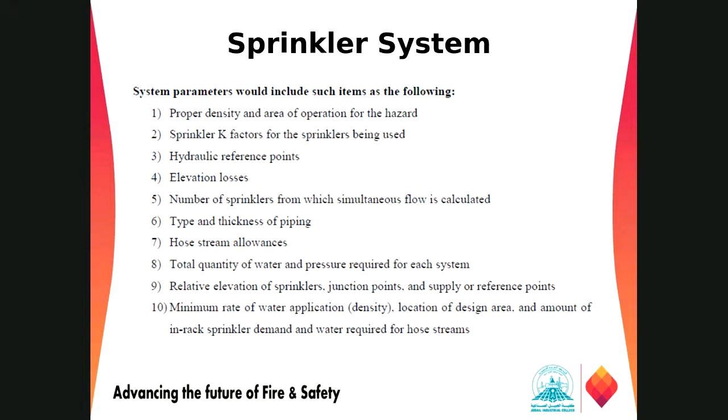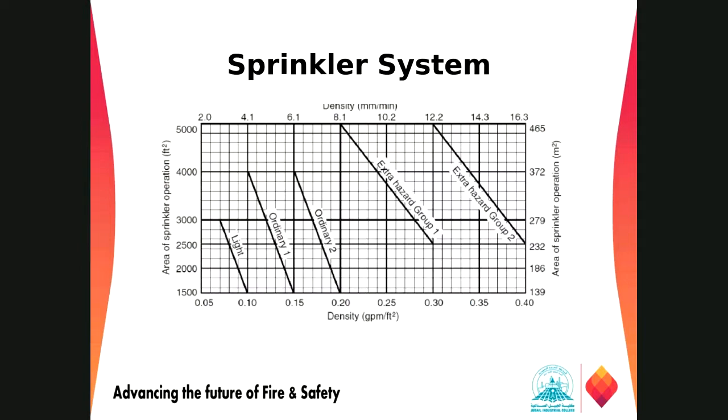So these are some of the additional system parameters, which would include items such as the following, right? The proper density and area of operations, we have to look for that one. The K factor, hydraulic reference point, elevation losses, number of sprinklers from which flow is calculated, type and thickness of piping, hose stream allowances, quantity of water, elevation of the sprinkler, the junction point, minimum rate of water application, the location of design area. This should be automatically calculated from the hydraulic calculation software.